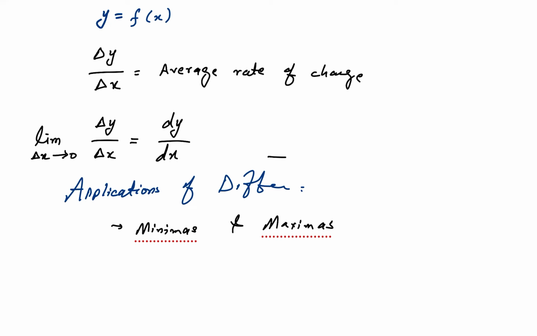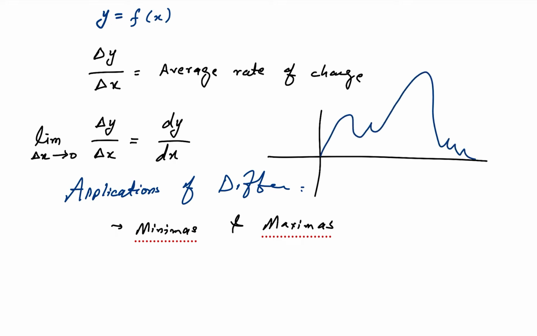If there is a graph, like the graph of the consumption of electricity with respect to time over the whole day, or the whole month, then using the derivative we can find on what day of the month, or at what time of the day, there is minimum consumption of electricity, or at what time of the day there is maximum consumption of electricity.